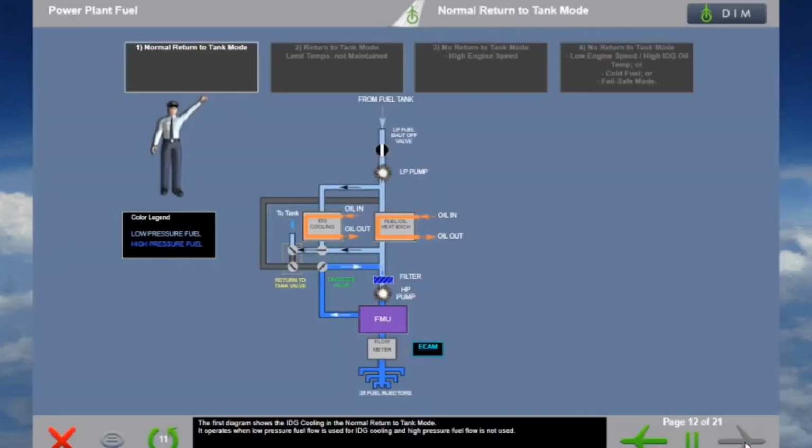The first diagram shows the IDG cooling in the normal return to tank mode. It operates when low-pressure fuel flow is used for IDG cooling and high-pressure fuel flow is not used.